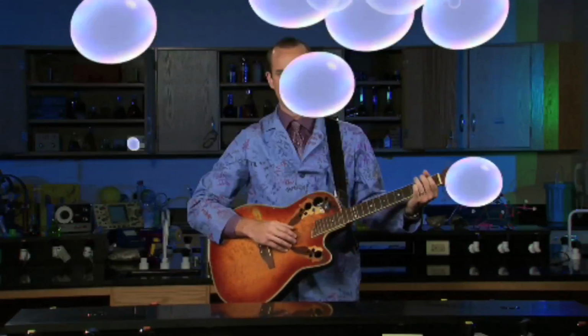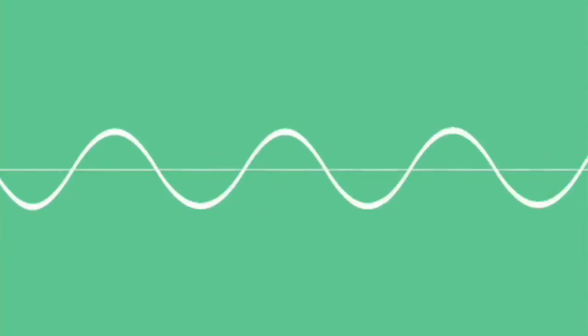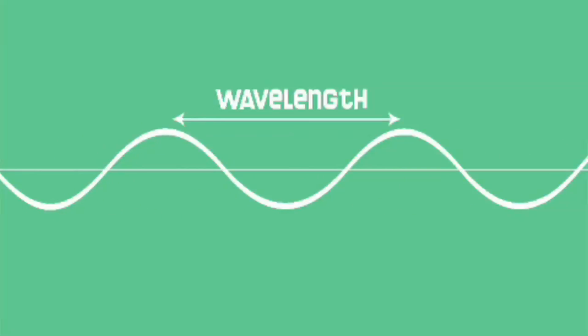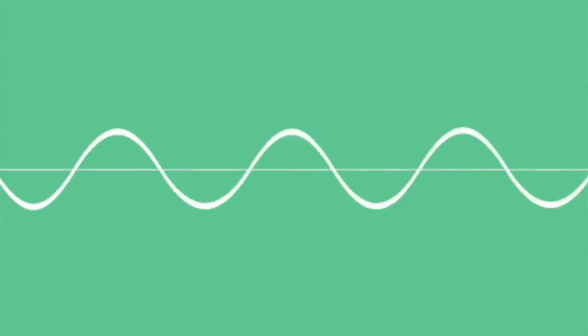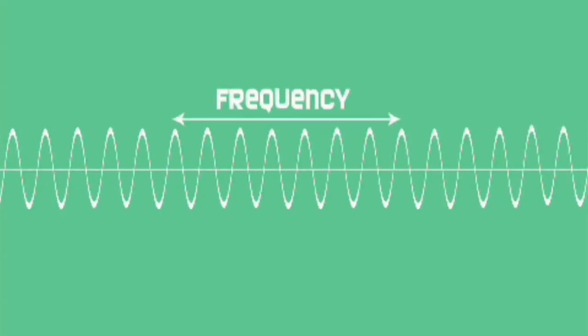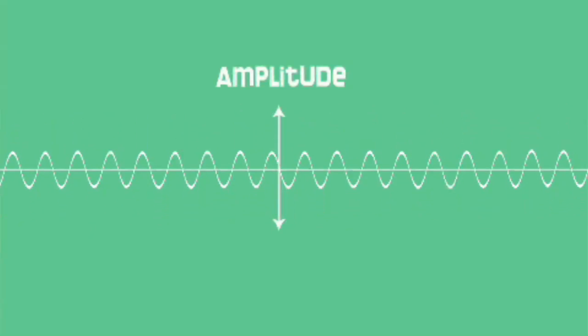When we're talking about vibrations, we're actually talking about waves, and there are things we can specify about waves. The first is called the wavelength. It's the distance between two peaks on this wave. Another important one is called the frequency. It's the number of waves that go by in a certain amount of time. The last one we like to talk about is called the amplitude. That is the height of the wave.